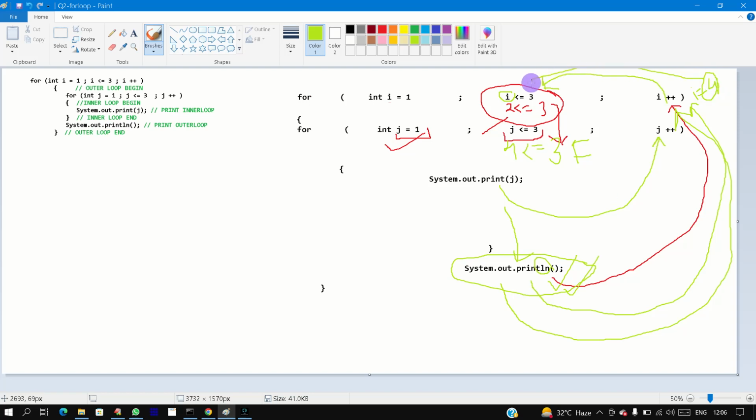Now the condition is checked again. Is 4 less than or equal to 3? The condition is false. If the condition is false, we will be coming out of the whole loop. So this was the full explanation of how we are getting 1, 2 and 3. Fine.